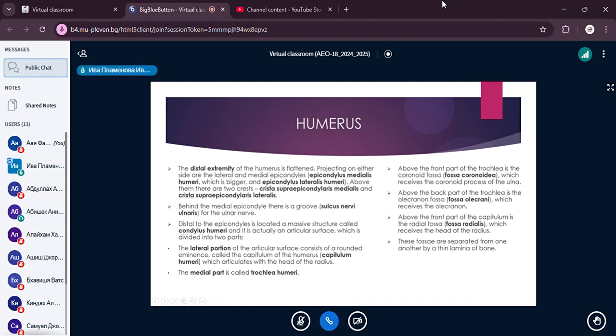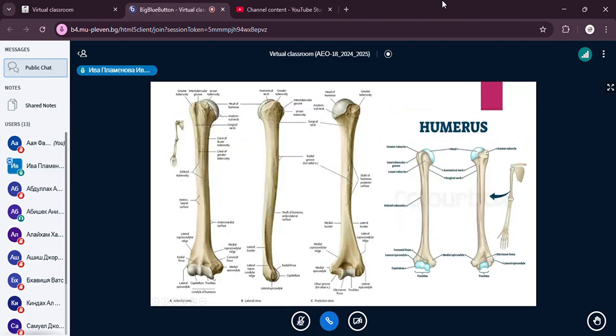You can see here. From the anterior view, above the capitulum is the radial fossa. Above the trochlea is the coronoid fossa. So, on the anterior view, we have two fossae. On the posterior, we have only one, fossa olecrani. Radial fossa above the capitulum, coronoid fossa above the trochlea humeri. On the dorsal side, we have only one fossa, which is called fossa olecrani.